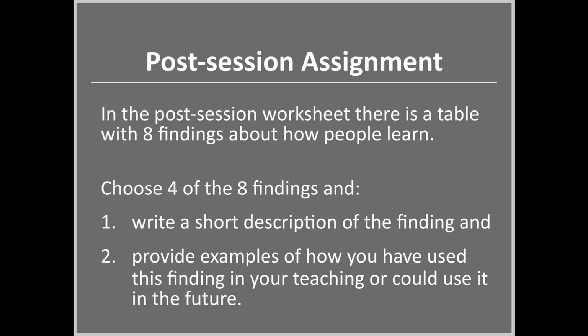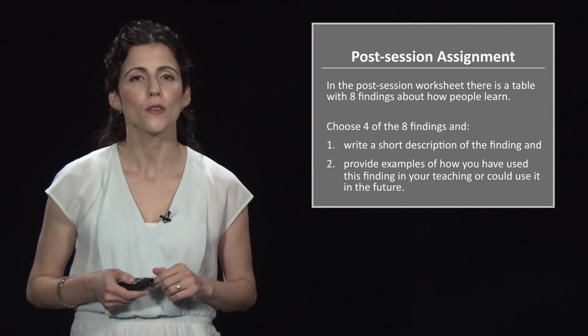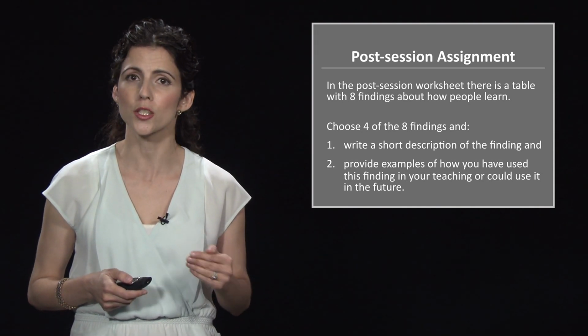In the post-session assignment worksheet on the course website, there's a table with 8 findings about how people learn. Choose 4 of the 8 findings and 1. Write a short description of the finding, and 2. Provide examples of how you have used this finding in your teaching or could use it in the future. Please see the instructions on the course website for information regarding the submission of your assignment.